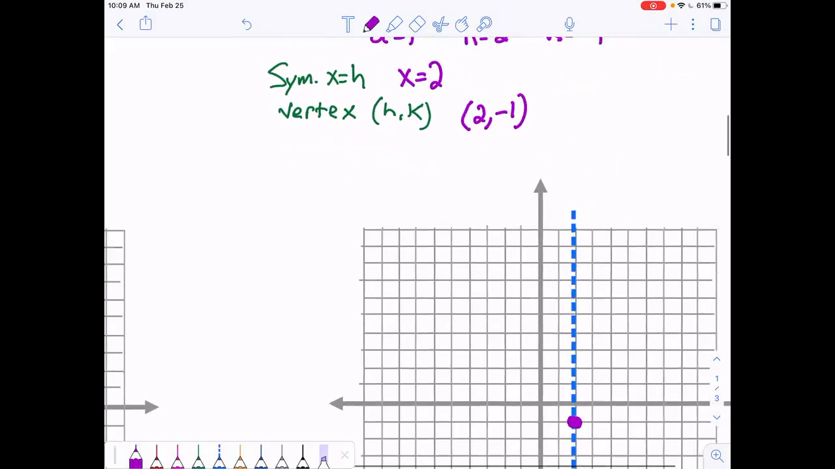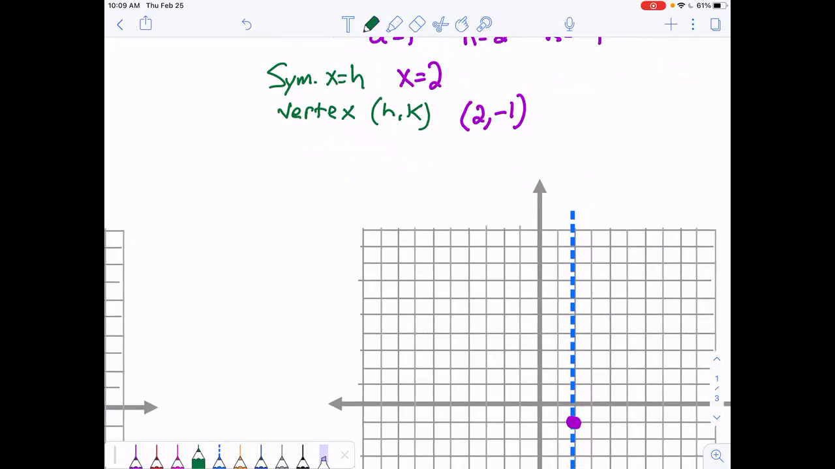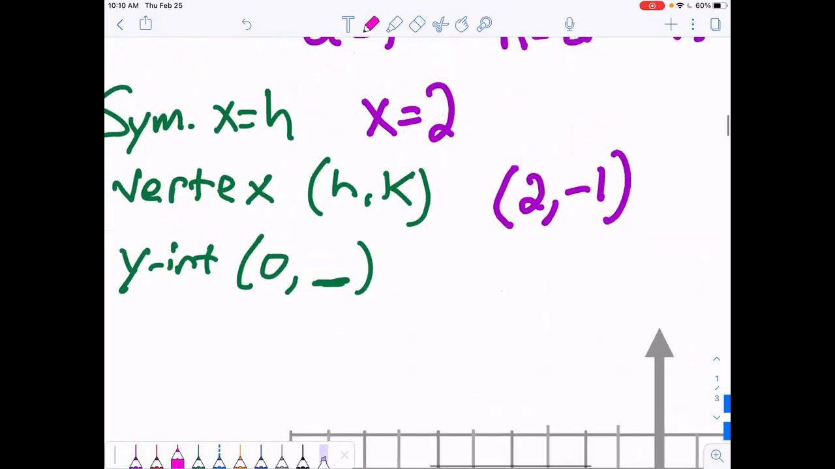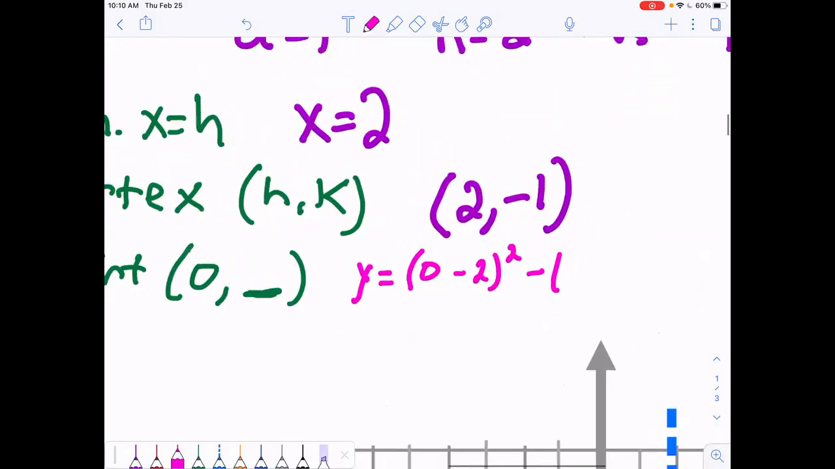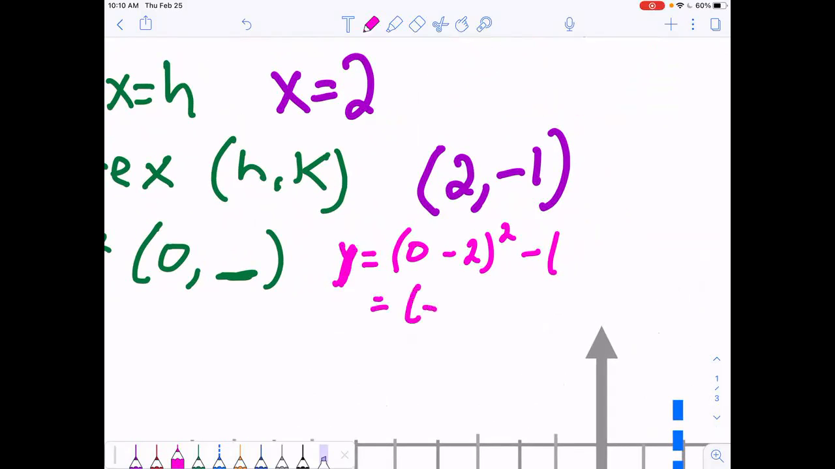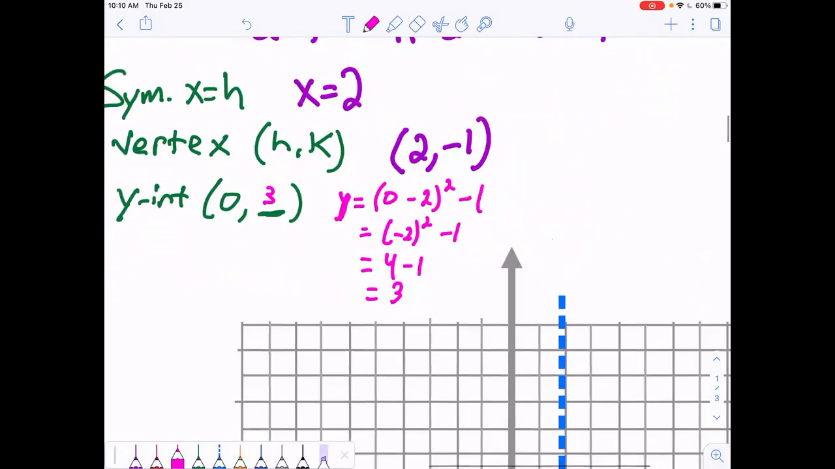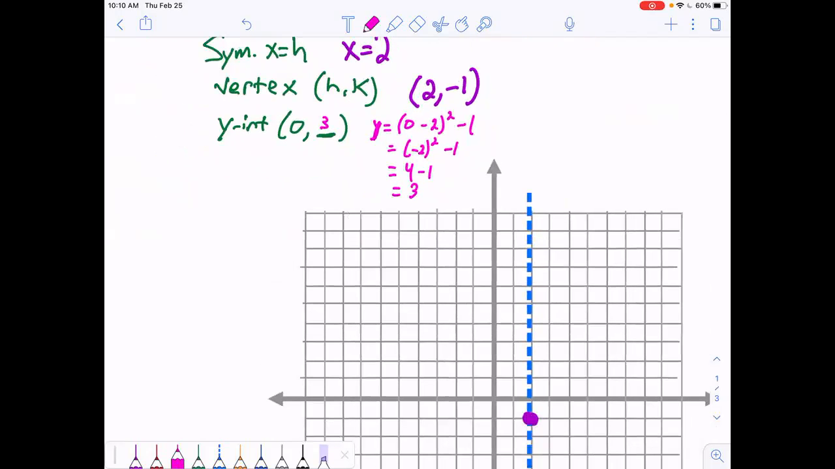And then lastly, what we're going to find is our y-intercept. That's going to be 0, and then we're going to plug in for x. So for this one, we're just going to plug in 0. So y equals (0 minus 2) squared minus 1. Using PEMDAS, we do inside parentheses first, so we get (-2) squared minus 1. We already did this one before. (-2) squared is going to be 4. 4 minus 1 gives you 3. Our y-intercept is going to be 0, 3.